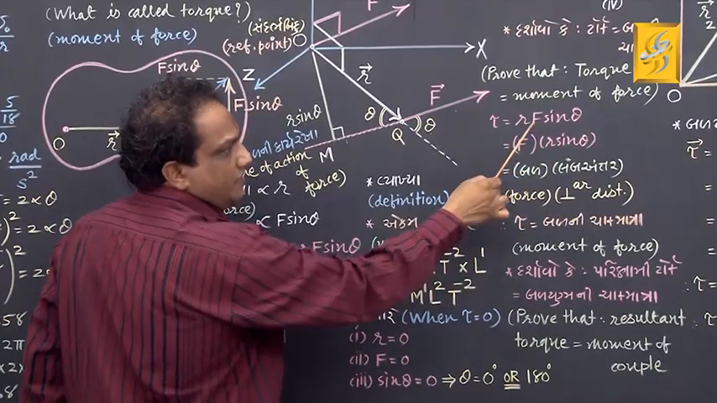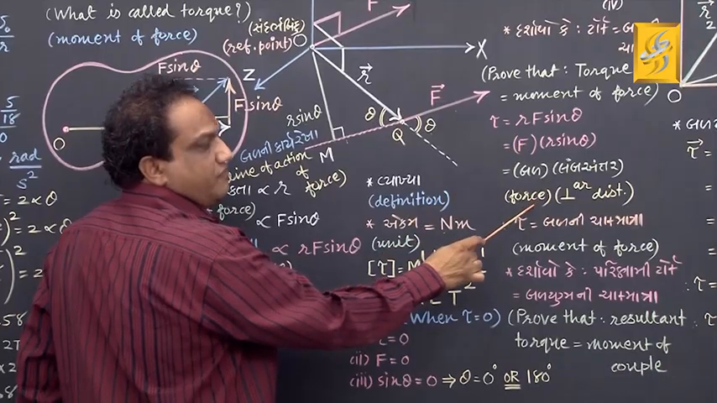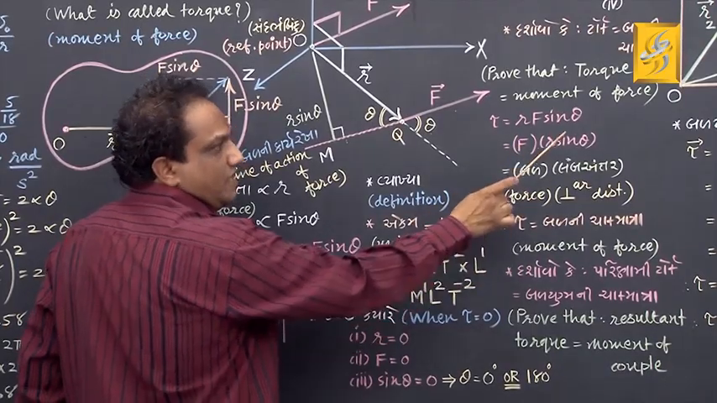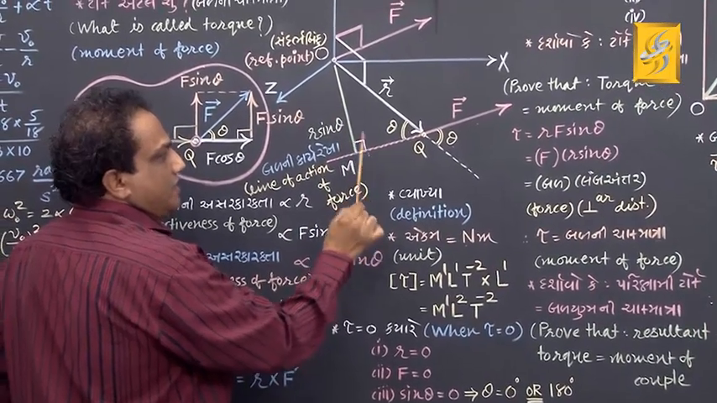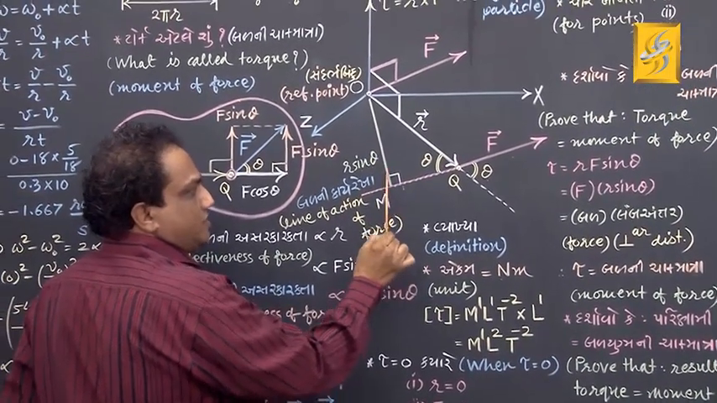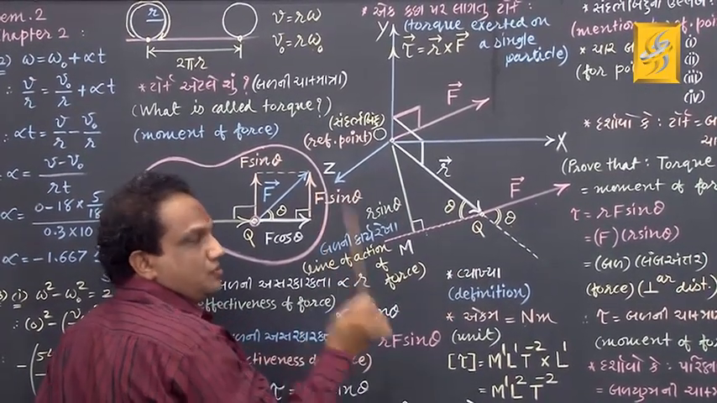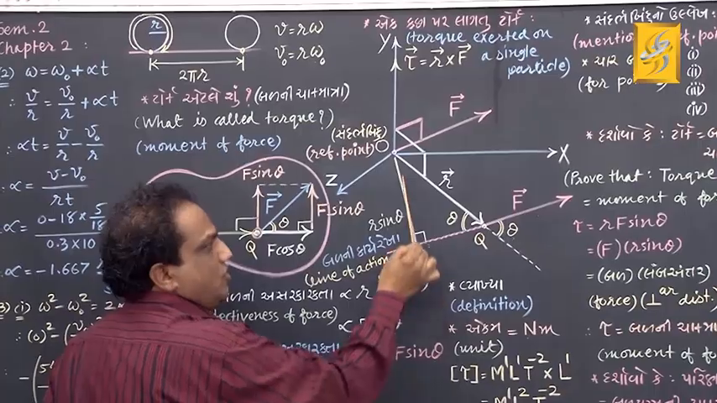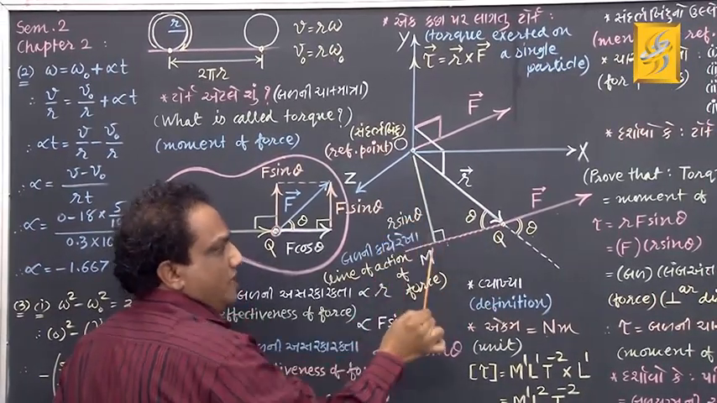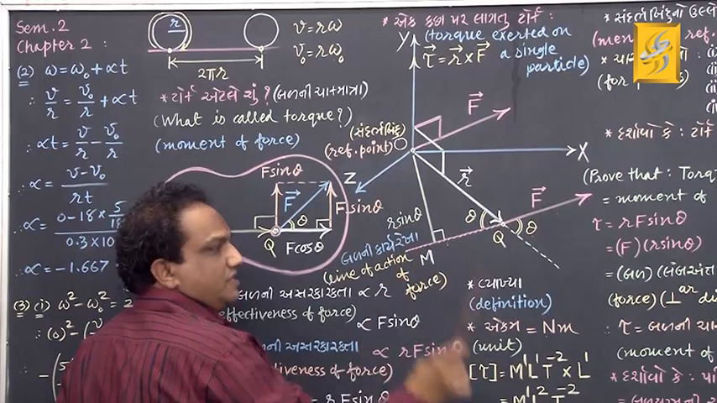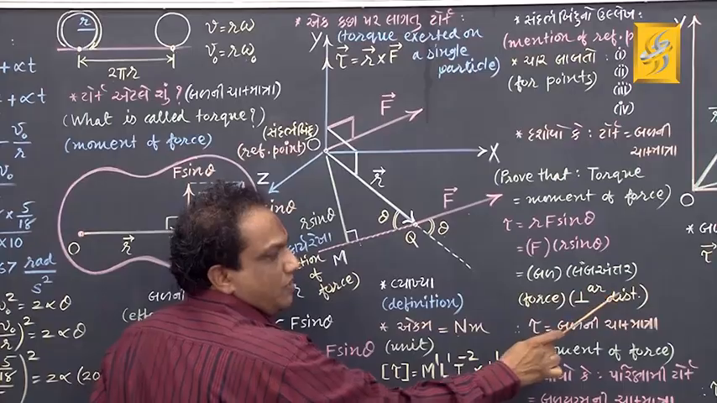Yes, we can write F into R sin theta. But what is F? F is the magnitude of force. And what is R sin theta? It is the perpendicular distance of the reference point from the line of action of the force. It is OM, correct? Which is R sin theta. So R sin theta is nothing but the perpendicular distance.